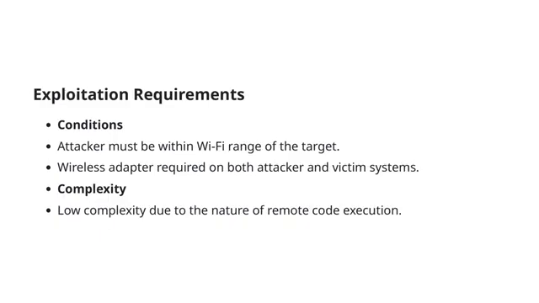Let's discuss the exploitation requirements for this vulnerability. There are two main conditions to be aware of. First, the attacker must be within Wi-Fi range of the target system. This means that physical proximity is necessary for exploitation. Second, both the attacker and victim systems must have a wireless adapter. This is a crucial component for facilitating the attack. Regarding complexity, this attack has a low complexity level due to the nature of remote code execution. This means that it doesn't require advanced skills to be carried out effectively. Essentially, given the prerequisite conditions, the barrier to exploit this vulnerability is relatively low, making it a significant threat.